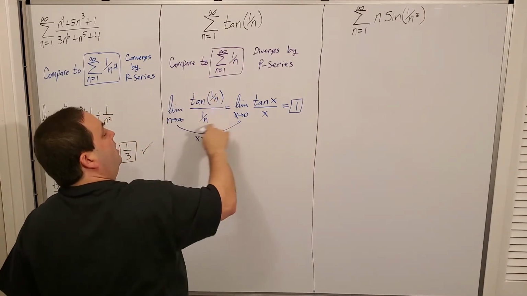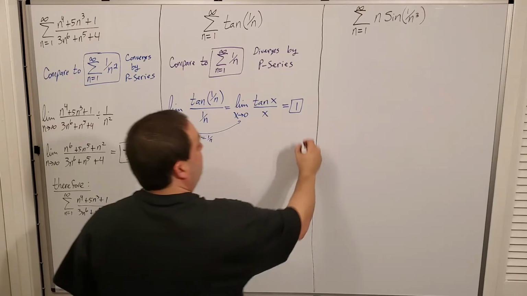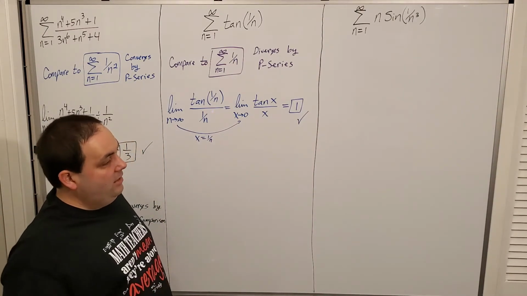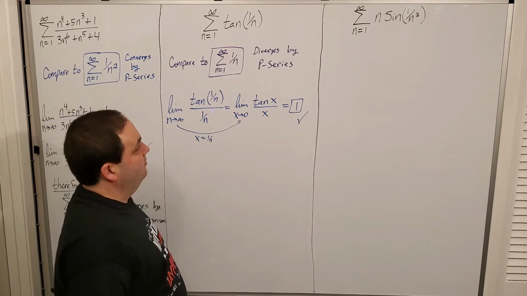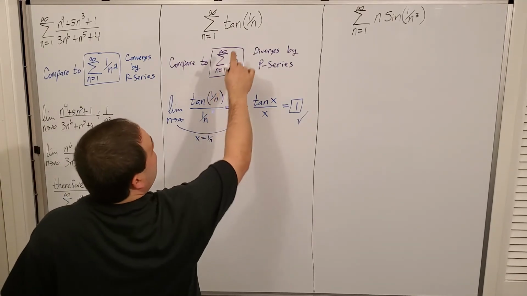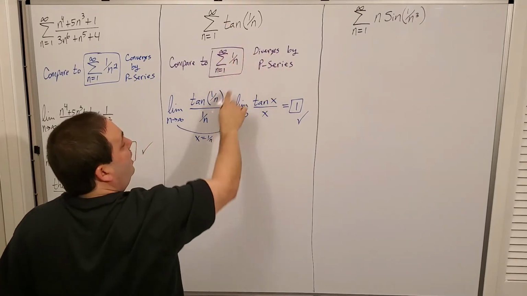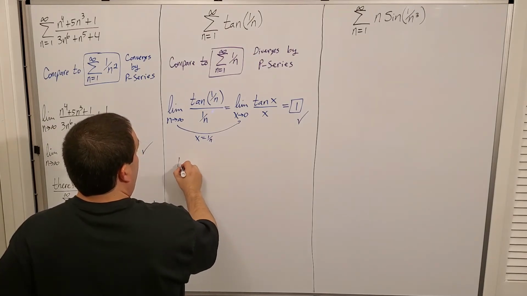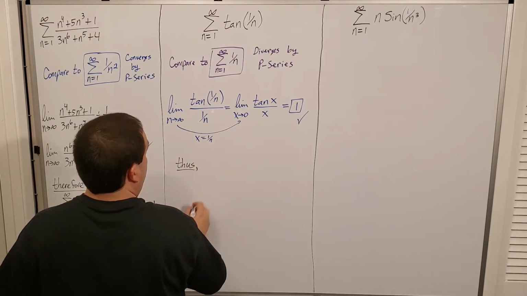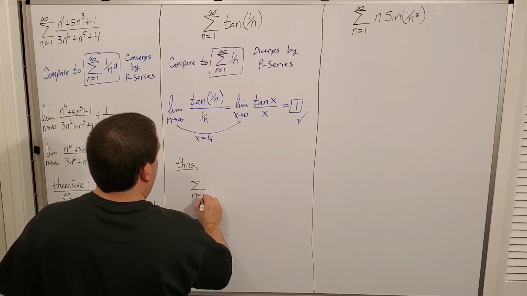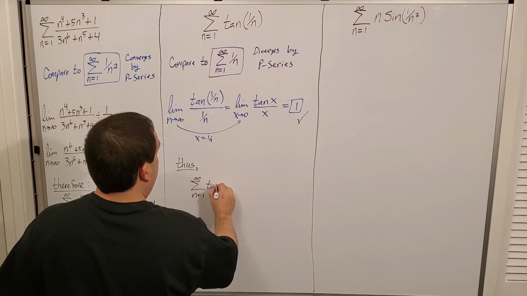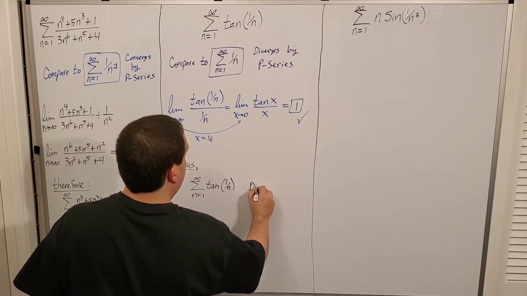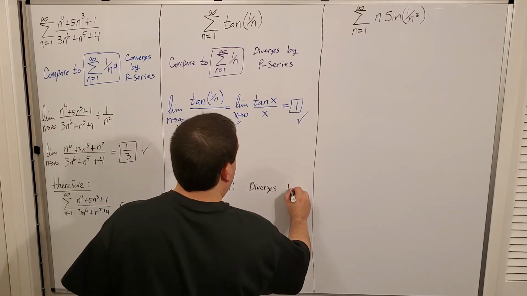So that's also my limit here. This is another good comparison, because 1 is not 0, it's not infinity, it does exist. Therefore, my series diverges because the one I compared it to was a good comparison and it diverges. Thus, the sum from n equals 1 to infinity of tangent of 1 over n diverges by limit comparison.